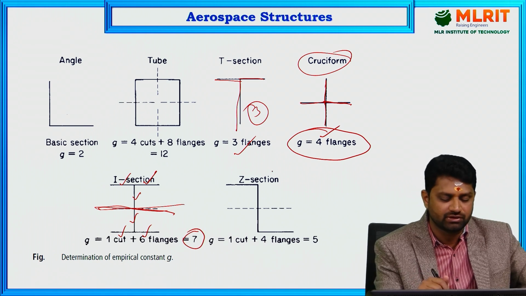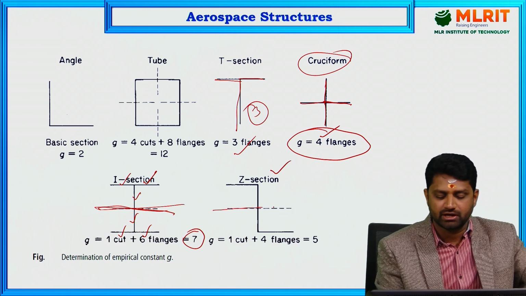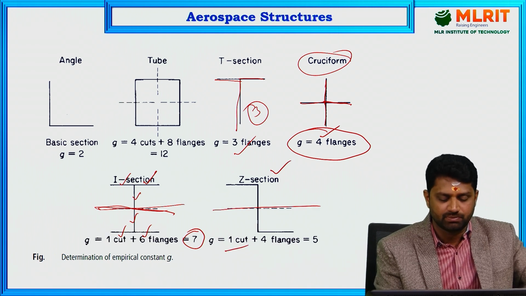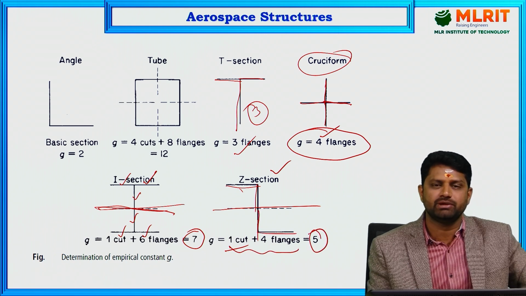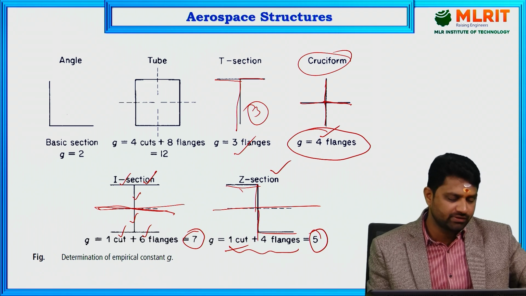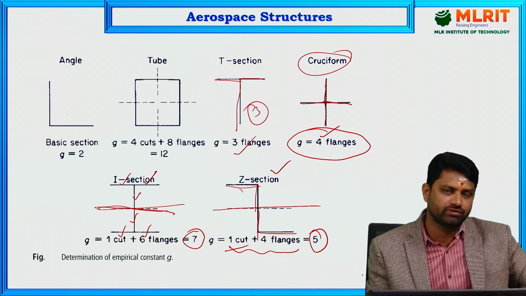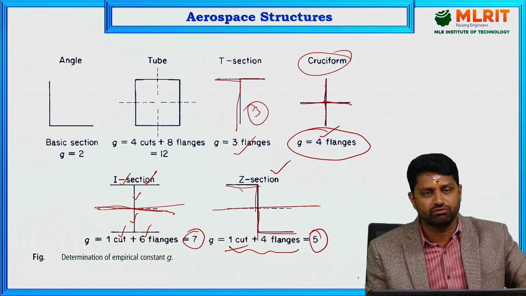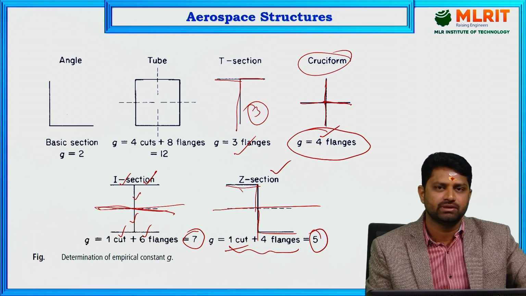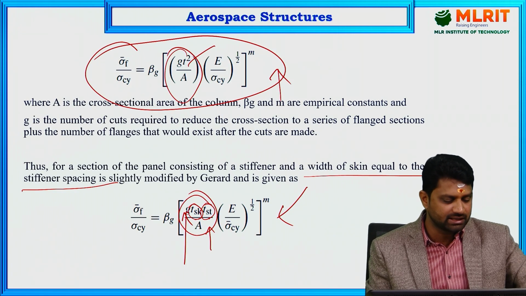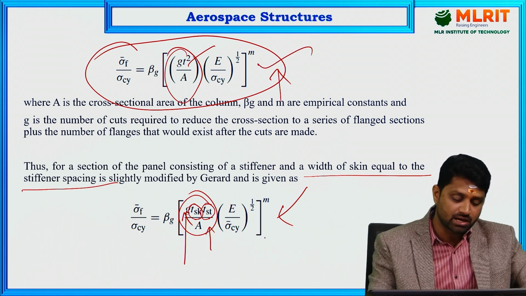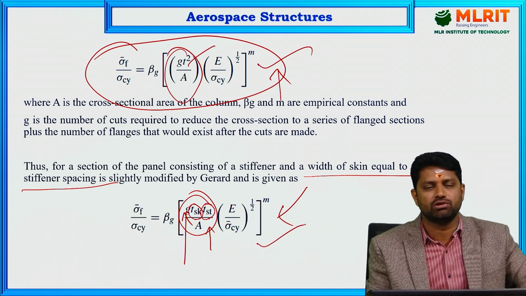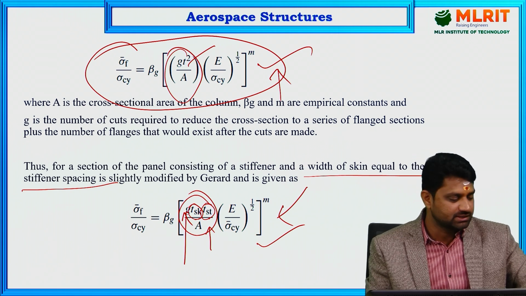And if you look at the Z section also, if you make 1 cut here, 1 cut plus 4 flanges, 1, 2, 3, 4, so the total G value will be 5. So this is the way we find the empirical constant G for various cross sections. Once you find the empirical constant G, you can substitute it in the formula given by Gerard, either into this formula or this formula, through which you can find the failure stress in a stiffened panel.